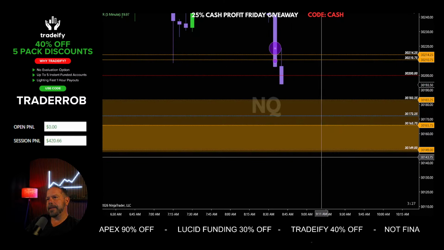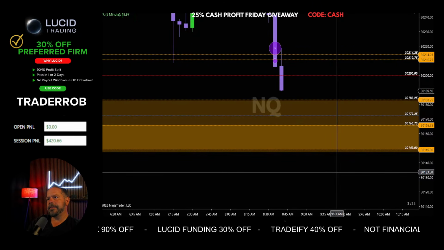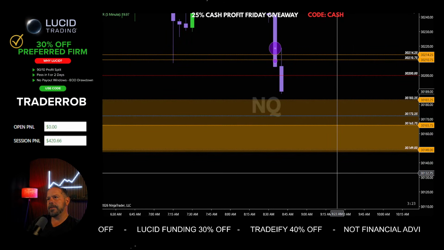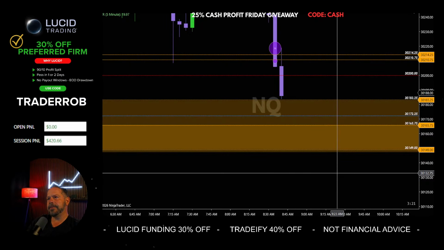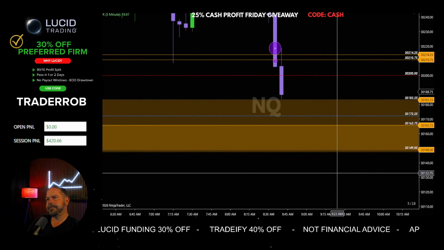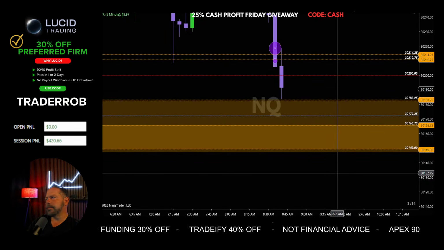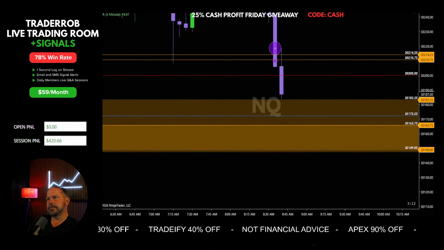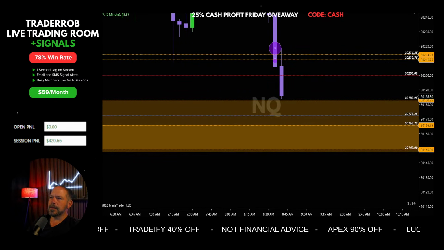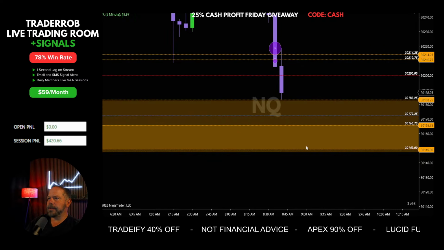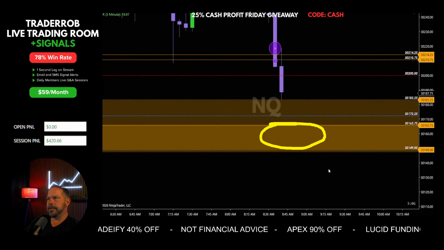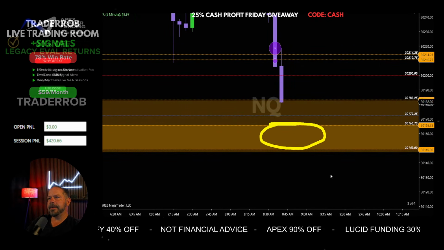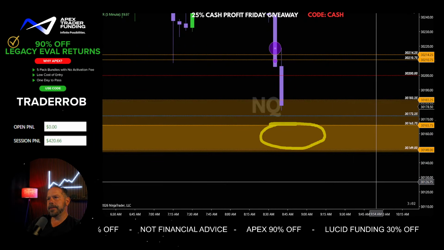Again, I like to wait at least a good 15-20 minutes to let the New York session kind of play out. But we'll see here what kind of reaction we get when we dip right into this 3165 area. That should be our reactionary point in the market.